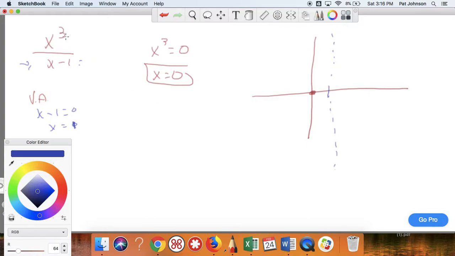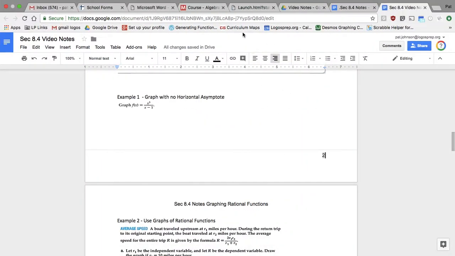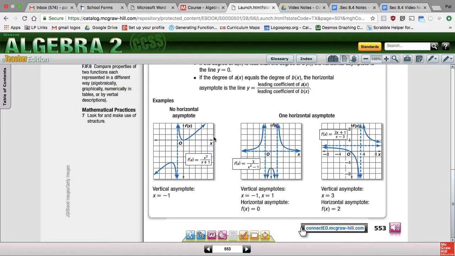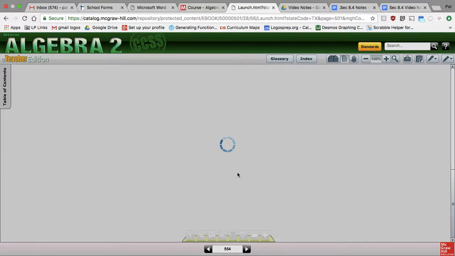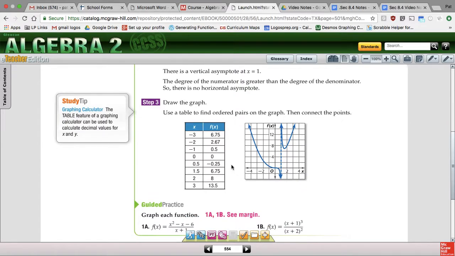Do I have a horizontal asymptote? This has a degree of 3 and this has a degree of 1. Since a of x has a degree greater than the degree of b of x, there is no horizontal asymptote. So now we would make a table. If we know this is 1, I'm going to pick 2, 1.5, -1, -2. So in the book they make a chart of different values for this graph. Okay, so we're just making a chart here.